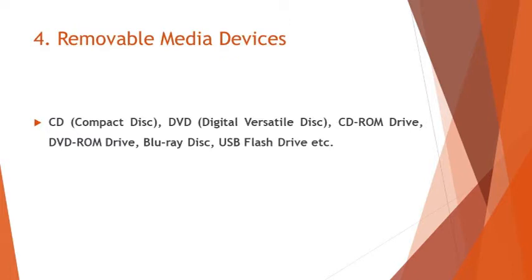Then we have the removable media devices. We can divide the removable media devices into different categories, which include the CD, DVD, then the DVD in different types, which include the DVD RW, the Blu-ray disc, then the Blu-ray writer, and also the HD DVD, the floppy disk. Then we have the USB flash drive as well as the tape drive. So these are the major kinds of these removable media devices.